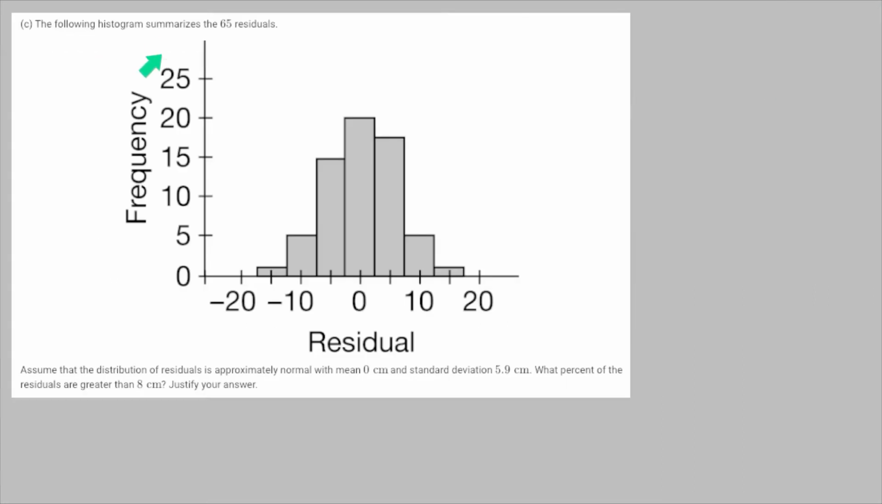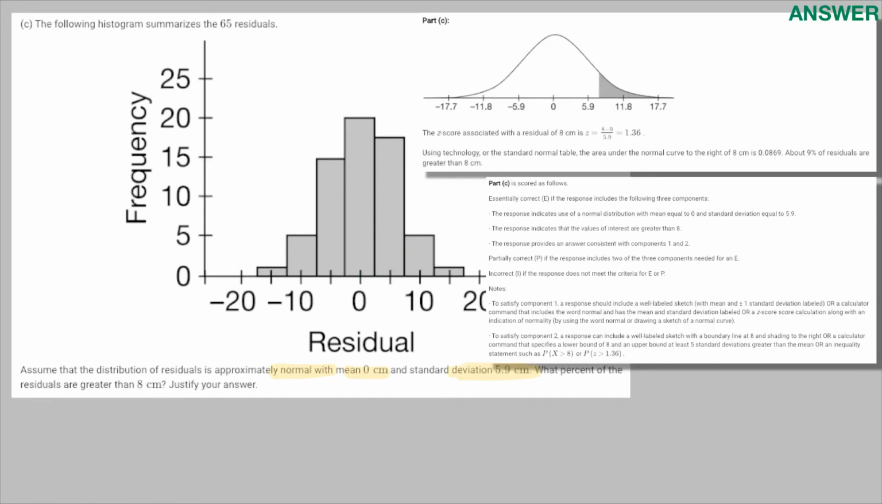Part C, here's a histogram of all 65 residuals. Assume the distribution is approximately normal with a mean zero and a standard deviation of 5.9. What percent of the residuals are greater than 8 centimeters? So assuming this kind of a distribution, what are the chances that I get 8 or greater? So this is another bell curve calculation. If something is normal with a mean and a standard deviation, you can draw your diagram, calculate your z-score, and then calculate your percentage. The percent of residuals greater than 8 centimeters winds up being 0.0869, or roughly 9% of the residuals are greater than 8 centimeters.